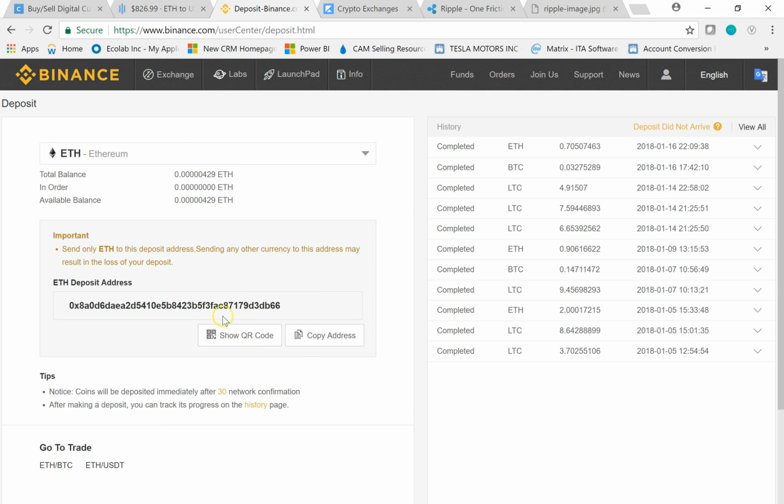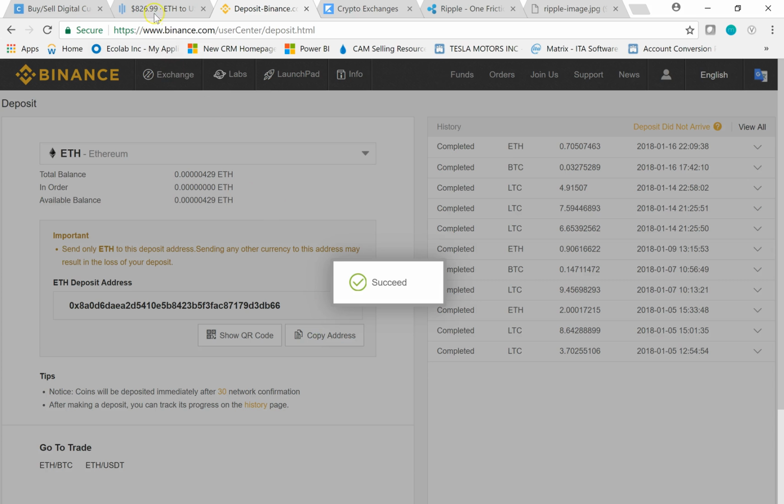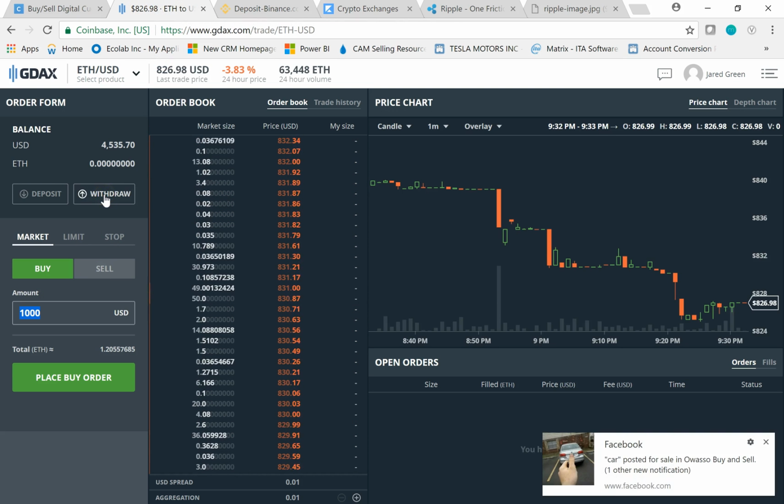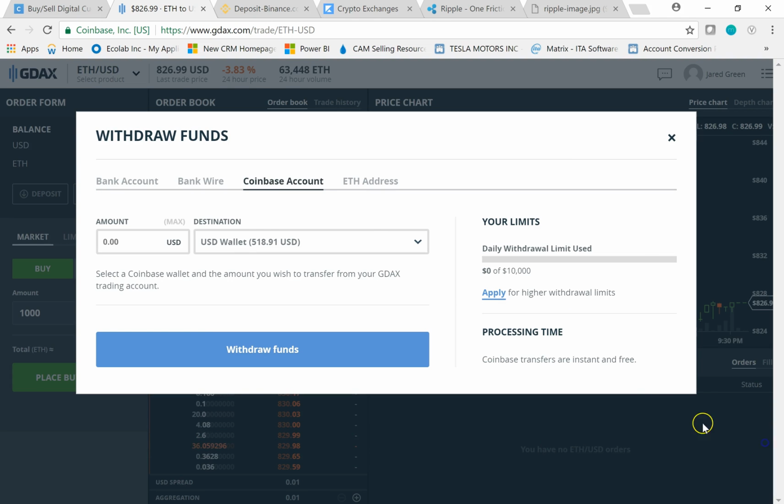And this is where you would copy your address. This is the deposit address for sending Ether to. So remember, we said we're going to buy Ethereum in Coinbase, send it to Binance, and buy Ripple. So I'm going to copy this address. I'm going to come over here, and I'm going to withdraw my Ether that I just bought.